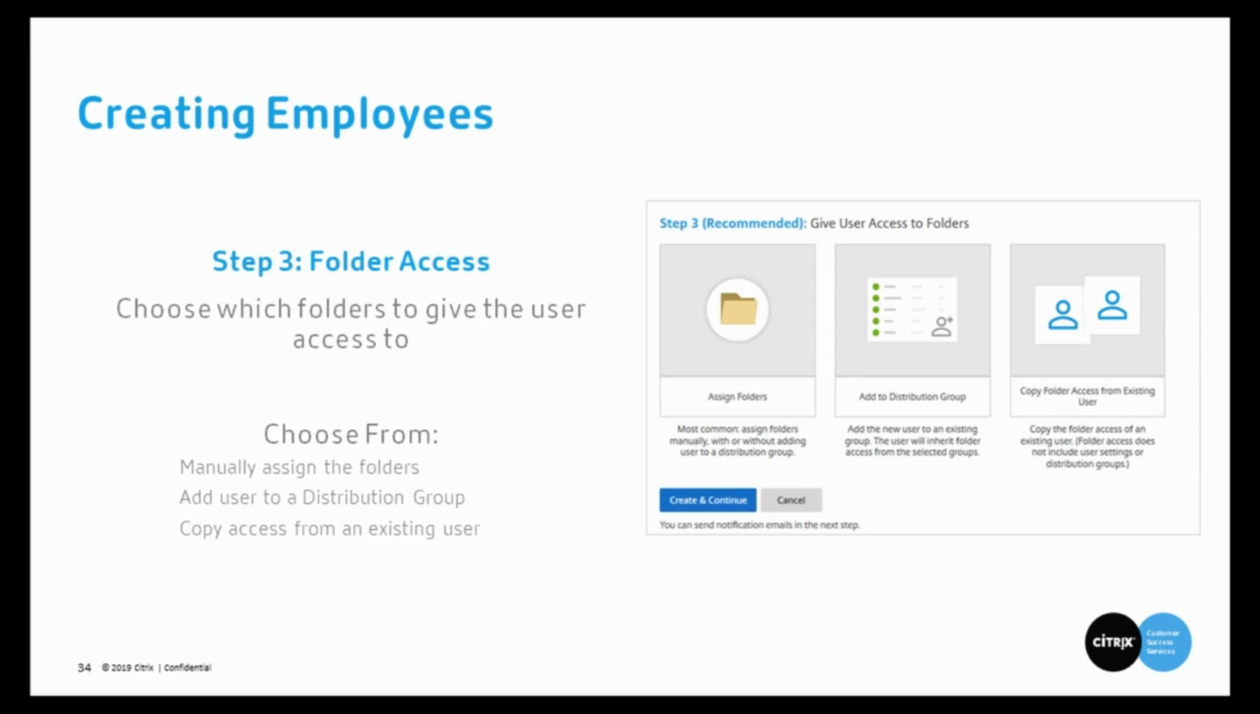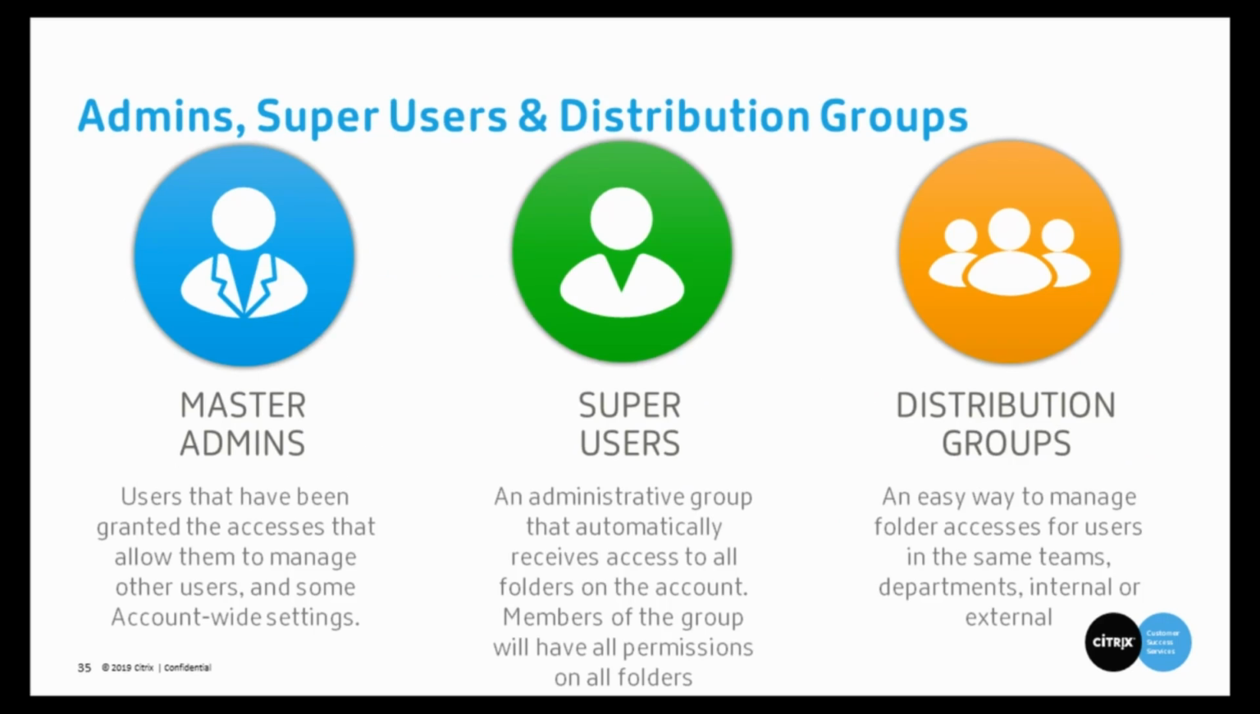Okay, and step 3 will be basically to set up the folder accesses. At this point, we will be able to either assign this specific employee or user to a folder, add them to a distribution group, or copy access from an existing user in order to clone that access to this specific employee. Share file will allow you to have different ways to control who is accessing this content.